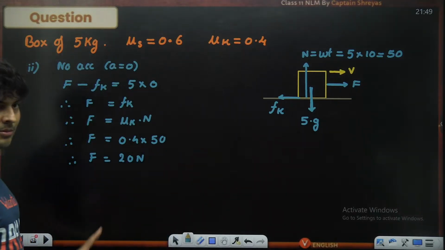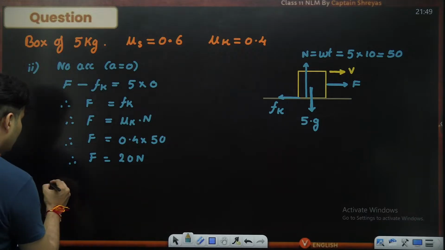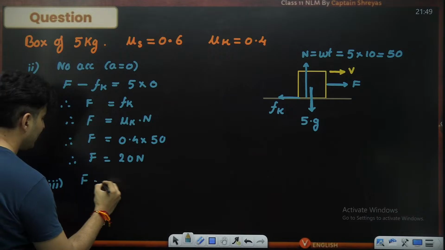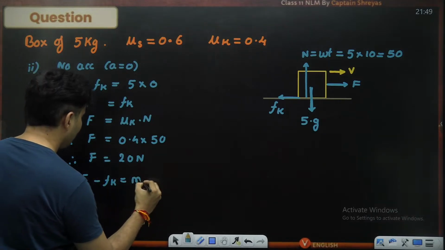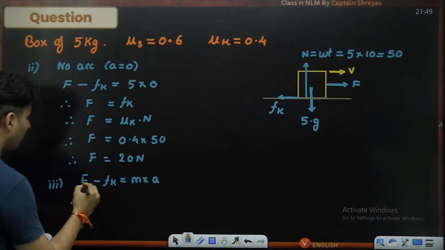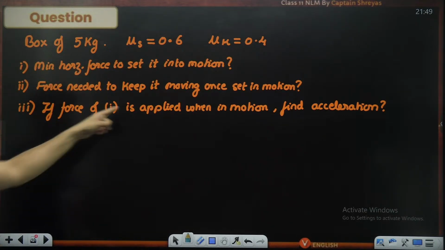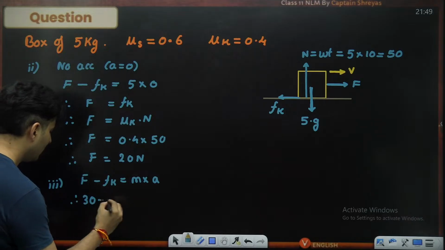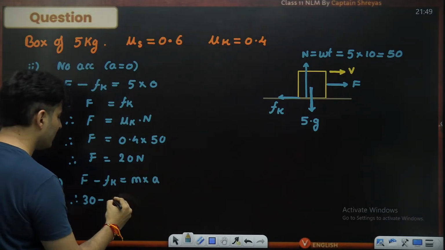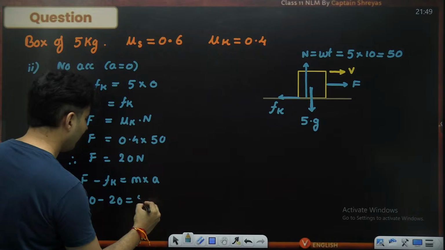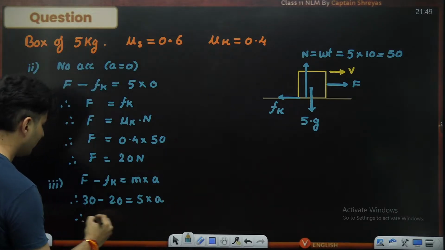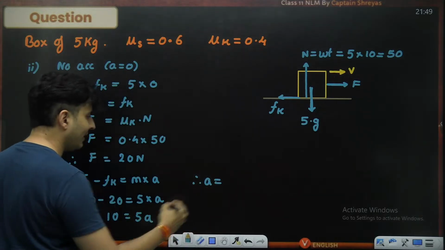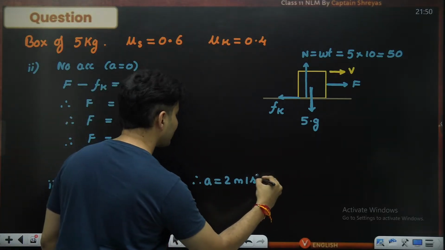Okay, it's quite the last topic if you ask me. Now the third answer is very interesting because then it is accelerating. F minus Fk is mass multiplied by acceleration, Newton's law. What is the first answer? 30 Newton. So if I put F as 30, kinetic friction is just this value, which is 20. Mass is 5 multiplied by a. So therefore, 10 is equal to 5a. Therefore, acceleration 10 by 5 is 2 meters per second square.